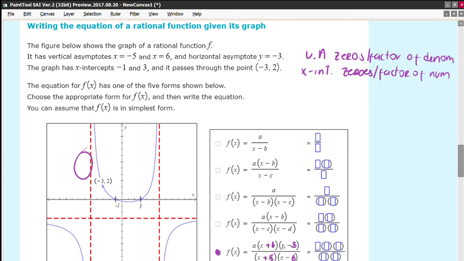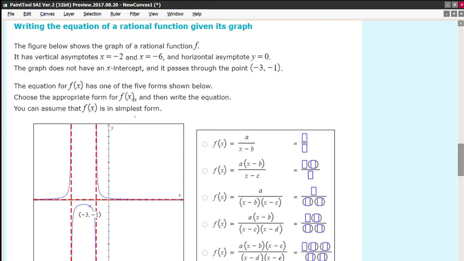Now that we have all of this, we know that the horizontal asymptote is at y equals -3. And because the horizontal asymptote is the division of leading coefficients, this means that a over 1 should be -3. So how much is a? A should be -3. So this is the answer. Another example.